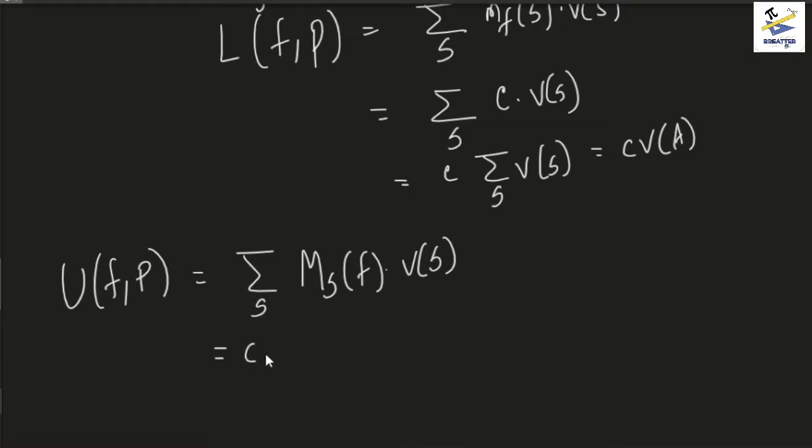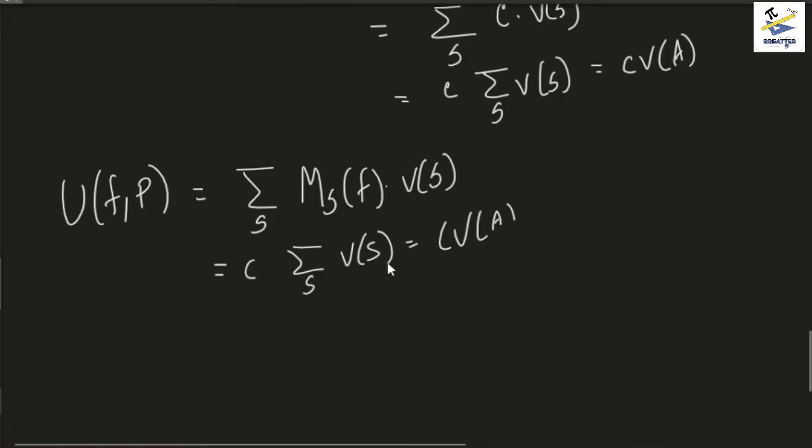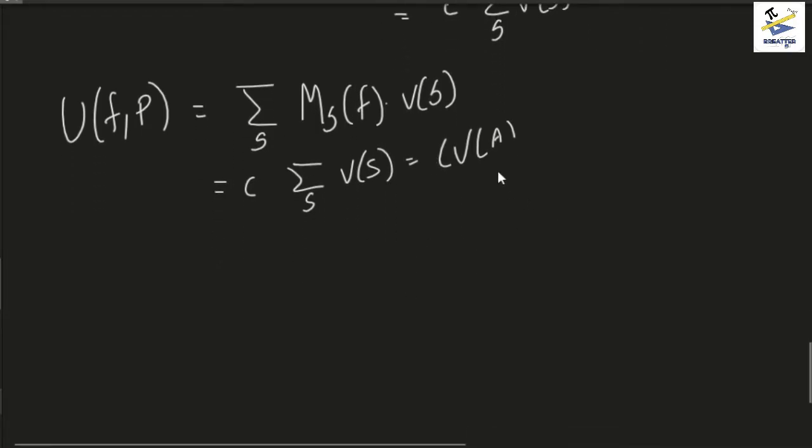since it is also C, it comes out and you get C times the sum of V of S, which is C into V(A), right? And we can see that the supremum of the lower sum is equal to the infimum of the upper sum, because it's just C into V(A), both of them. Therefore the integral of f over the region A is basically C into V of A, which is the volume of A.